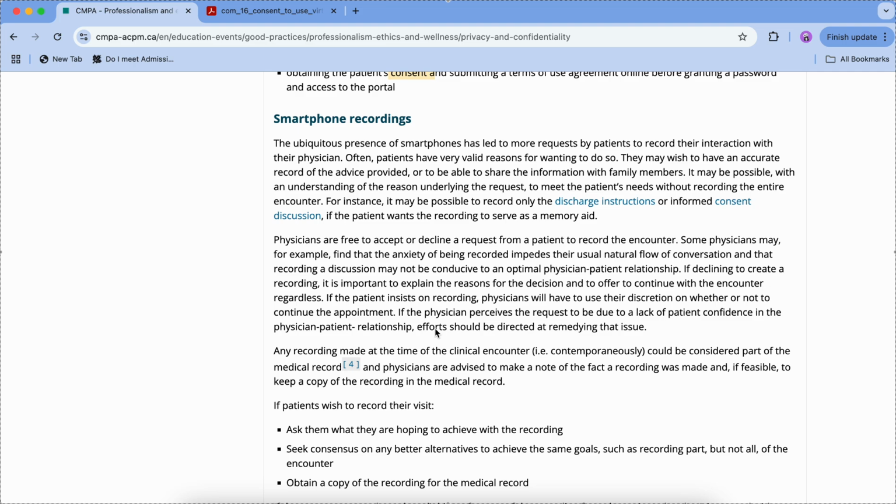The ubiquitous presence of smartphones has led to more requests by patients to record their interactions with their physicians. Often patients have a very valid reason for wanting to do so. They may wish to have an accurate record of the advice provided, or may be able to share the information with family members. It may be possible, with an understanding of the reason underlying the request, to meet the patient's need without recording the entire encounter. For instance, it may be possible to record only the discharge instructions or informed consent discussion if the patient wants to record to serve as a memory aid.